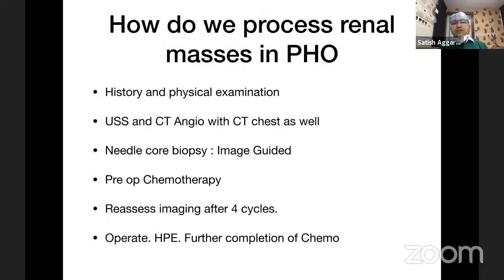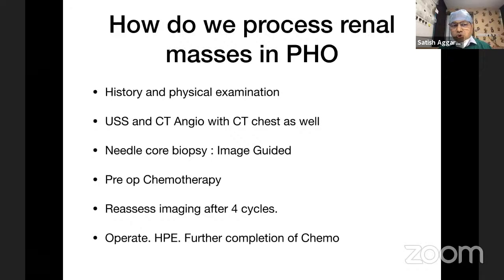So how do we process renal masses in the pediatric hemato-oncology units, or when we work together with PHO teams, surgical teams, anesthesia, radiology? How do we process? So obviously when the child comes to us, we'll take a history and do a complete physical examination. And then we'll order some imaging investigations depending on the need for the patient. So these investigations are tailor-made.